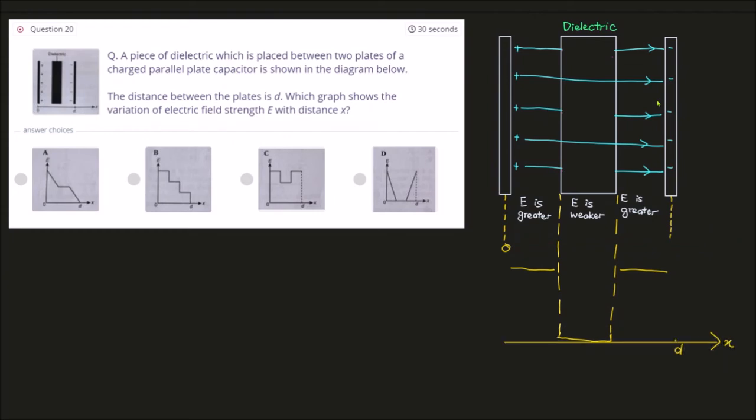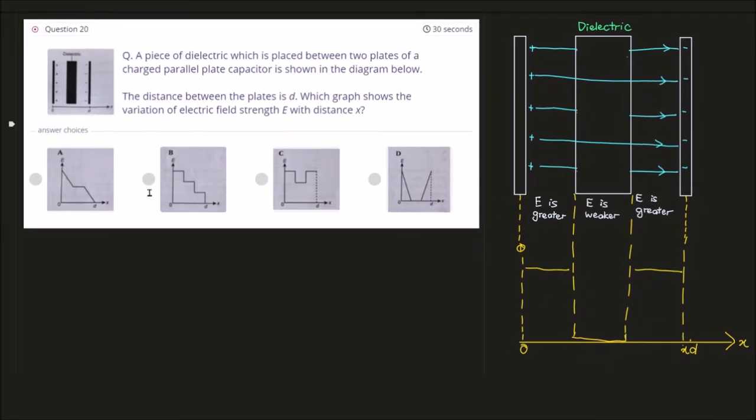So this should be the graph that we will be drawing. If you compare it with the graph that we have here, I think the correct answer should be C, which shows something like a square wave kind of shape, something like a castle shape. So that's for question 20.